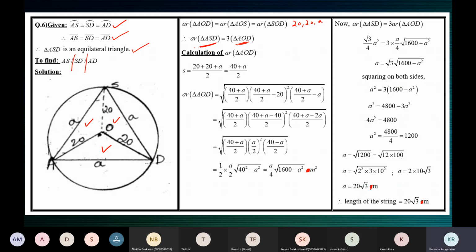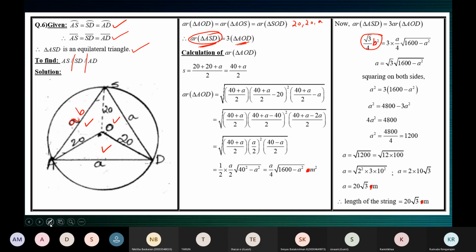So how do we find the area of triangle ASD? ASD is an equilateral triangle. We understood that. To find the area of an equilateral triangle, the formula is √3/4 into side square. So √3/4 into A square, because we've called the side of the triangle A. If you called it B, then it will be √3/4 into B square.